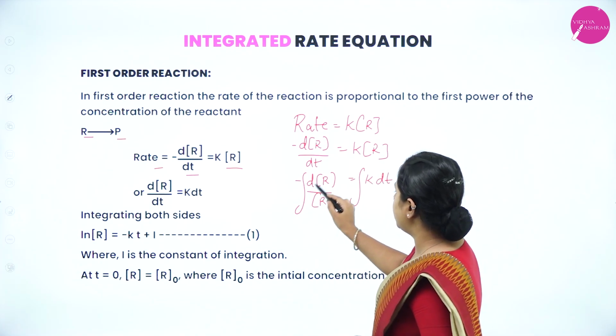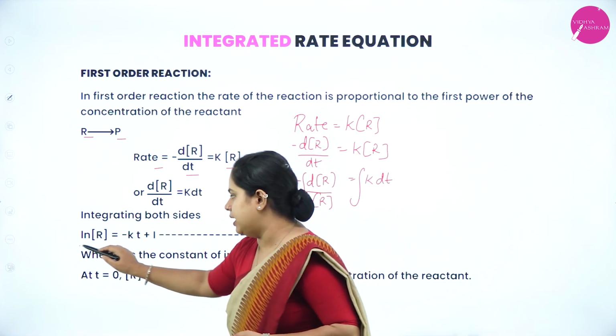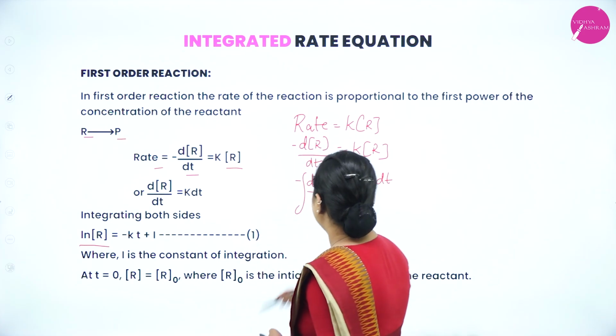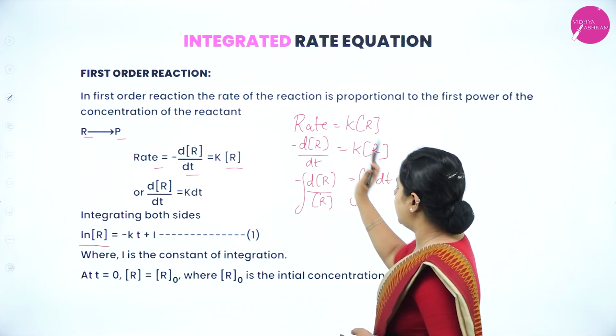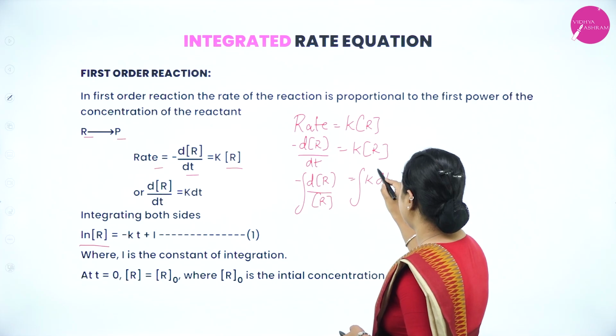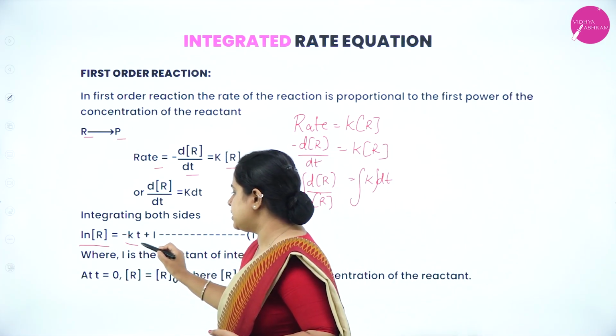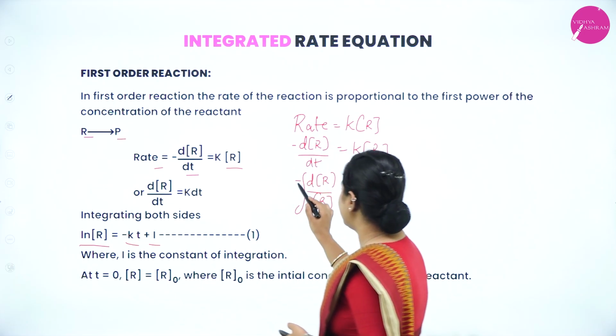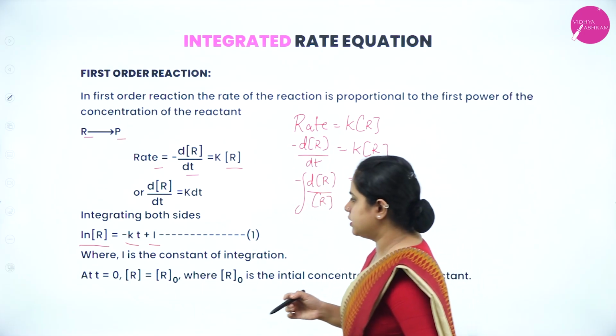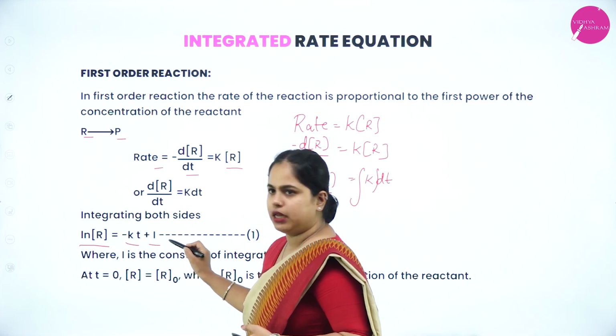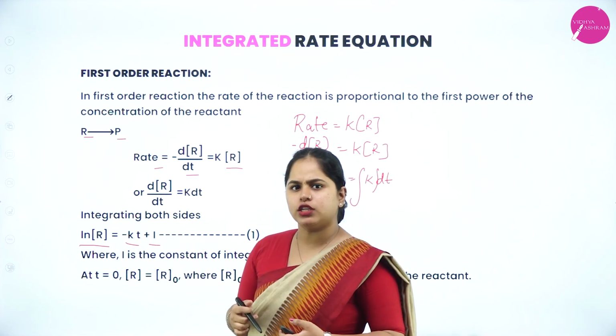Now what is the integral of dR by R? It is ln R. And here also you take the integral, K will come outside, and you have dt. The integral of dt is t. So you have ln R is equal to minus kt plus I. Here you can see the negative sign is being taken to this side. So ln R is equal to minus kt plus I. This I is the constant of integration.